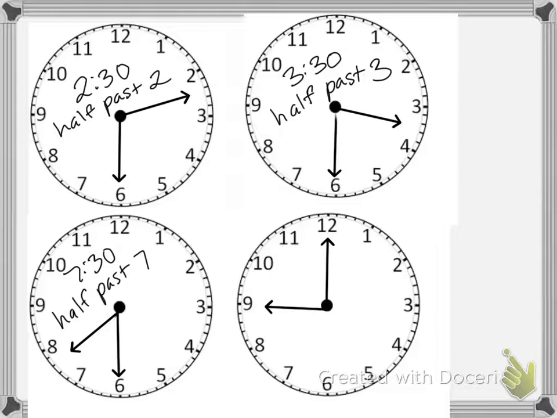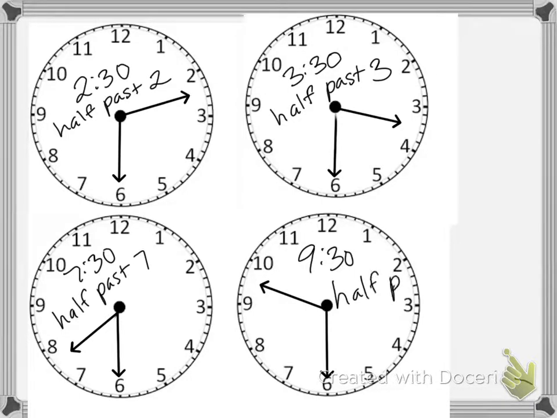Let's do one more, 9 o'clock, and I want to go half past 9. So my minute hand goes from the 12 to the 6, and my hour hand goes from the 9 to halfway in between the 9 and the 10. So this time is 9:30 or half past 9.